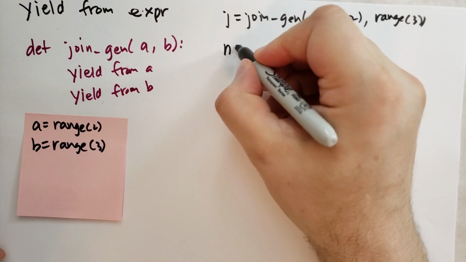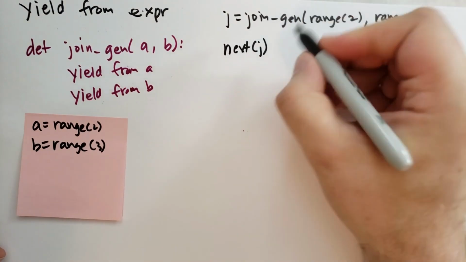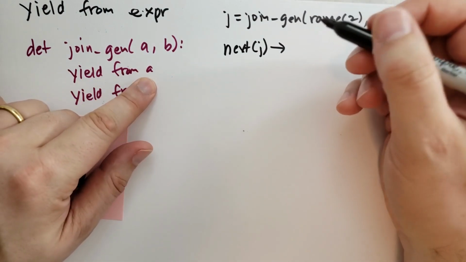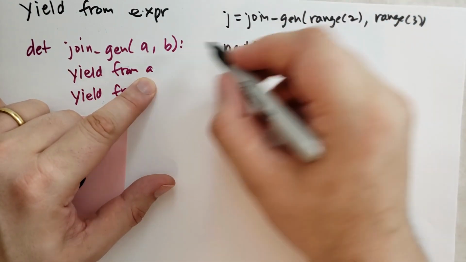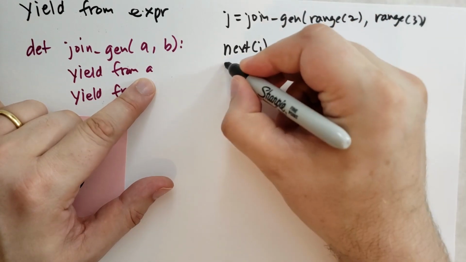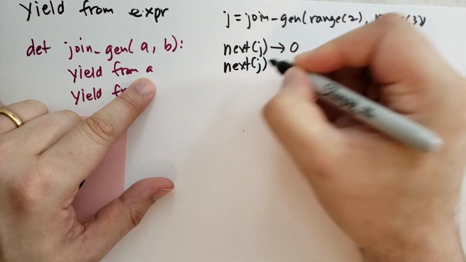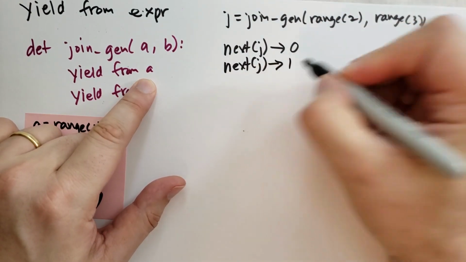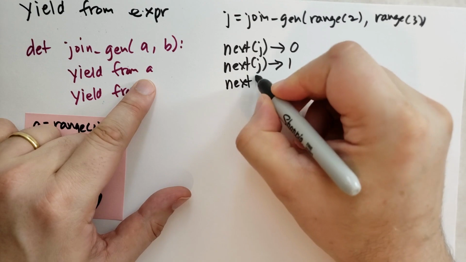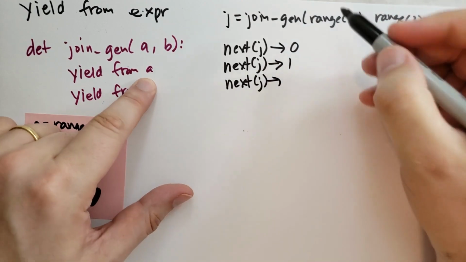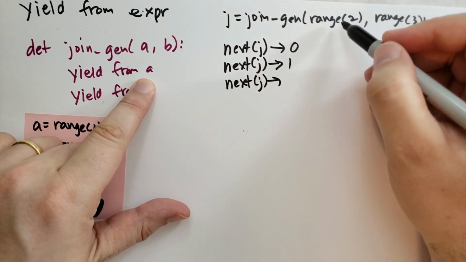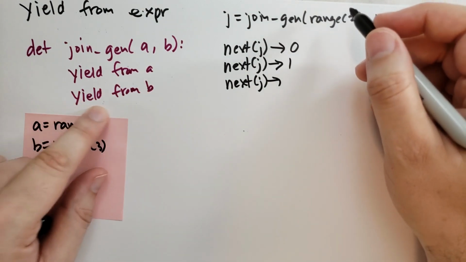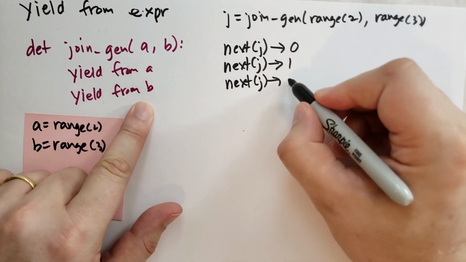When we call next on J, it will begin execution from the top, yielding from A, which means it's going to start yielding values from this sequence. So the first value is 0. When we call next J again, it doesn't continue with execution of this program. It's going to continue until it exhausts A. So the next value is 1. When we call next J again, we note that 2 would be outside of the range, and so it has exhausted this sequence. And so it continues execution with the next statement, in which case it's yielding from B. And so the first item from B is 0.